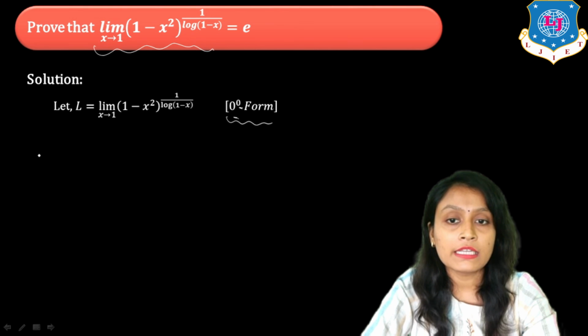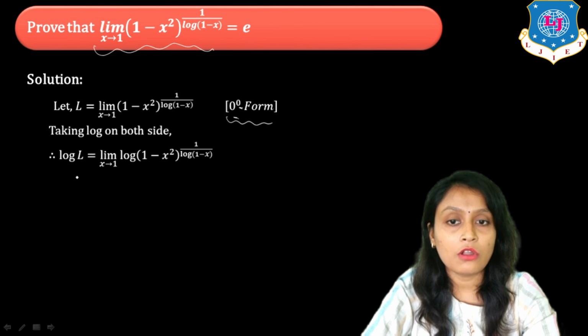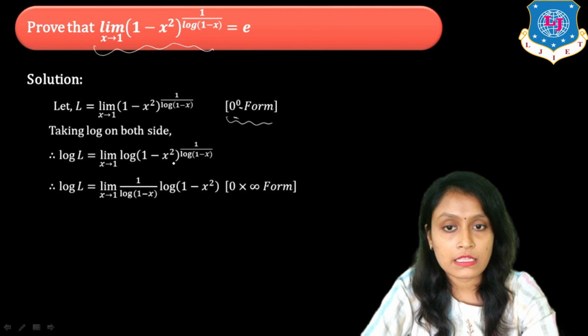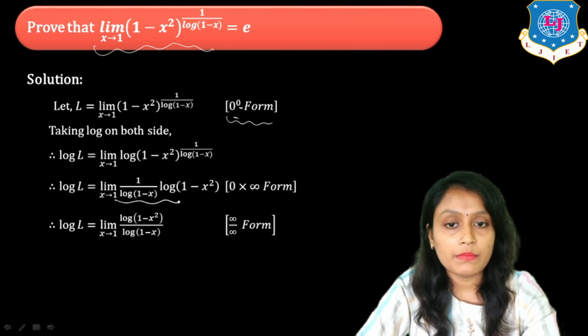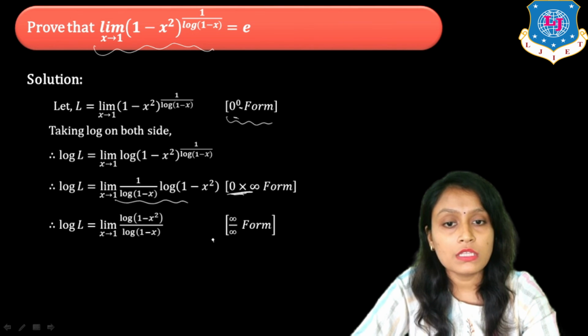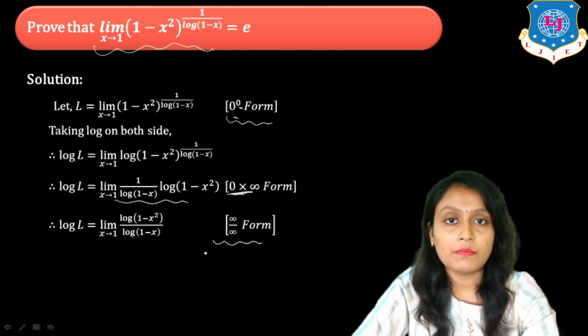Okay, so again we will take log on both the sides. So you will get log L is equal to limit x tends to 1 log (1 minus x square) whole raised to 1 upon log (1 minus x). Now again apply the log formula. So this term will come here, that is 1 upon log (1 minus x) and log (1 minus x square). So now this limit will give the form 0 into infinite. Okay, so we will just rearrange the terms. So you will get limit x tends to 1 log (1 minus x square) upon log (1 minus x). Now this will give you the form infinite by infinite.